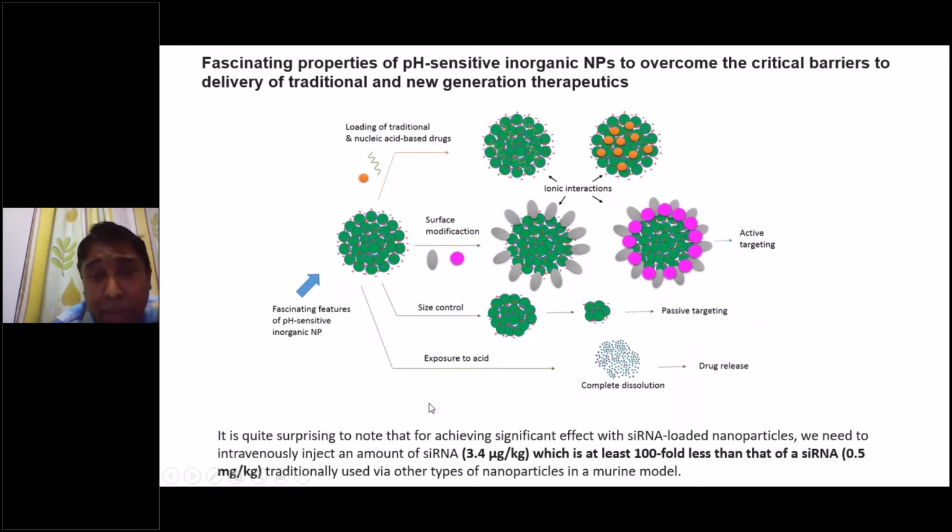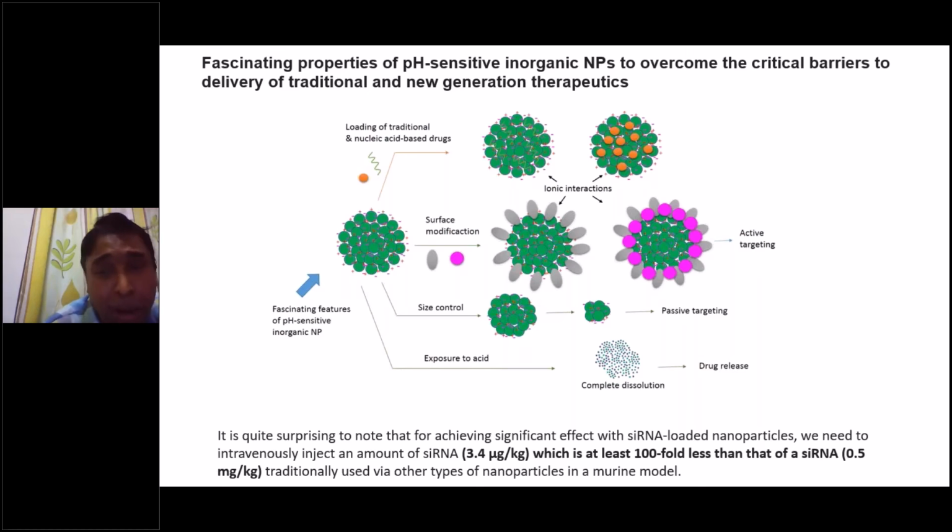And the most important property, as I mentioned, is that they are pH sensitive. So when they go to the acidic environment, into the target cell or target site, there is complete dissolution, causing drug release. This is the most fascinating property, and because our particle has these properties, we need a very small amount of drugs to get a therapeutic effect in animal models.